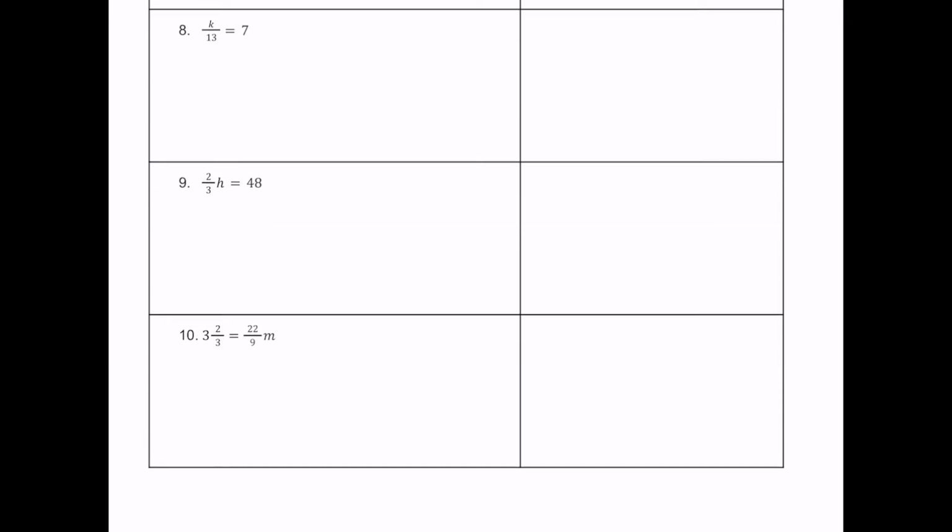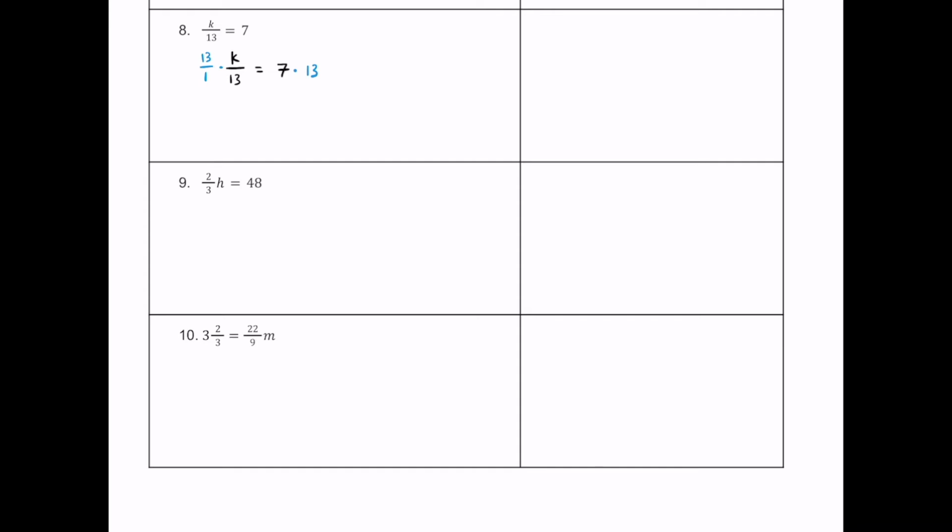For number 8, we have the equation k over 13, or k divided by 13, is equal to 7. To solve this equation, I'm just going to go ahead and rewrite it so we have a little bit more space to work with. So something divided by 13 is equal to 7. To solve this equation, we're going to use the multiplication property of equality and multiply both sides by 13. On the left side, we're going to multiply by 13, or 13 over 1, and on the right side, we're also going to multiply by 13. So as long as we're doing it to both sides, that's perfectly fine.